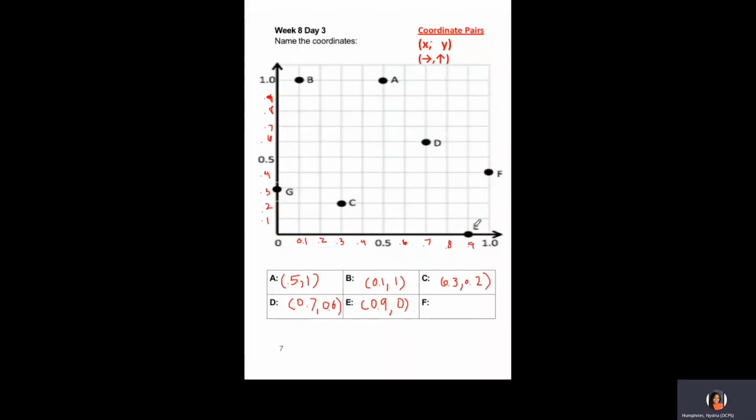Now let's look at F. We go across our x-axis. X is 1 and y is 4/10. That concludes our fluency lesson for week 8, day 3.